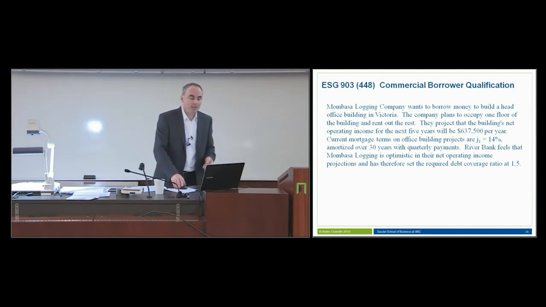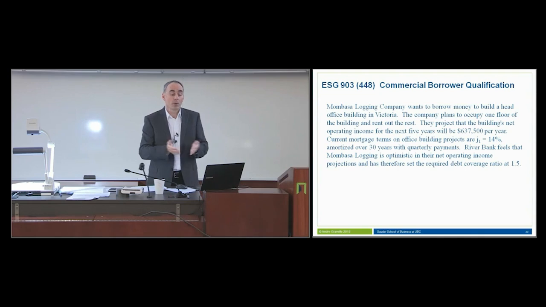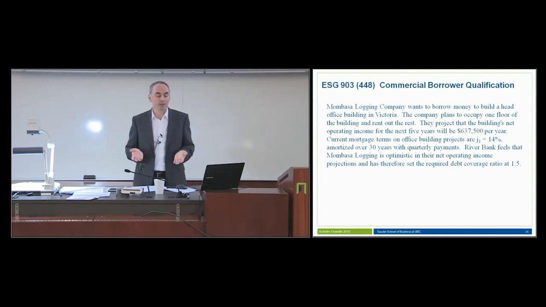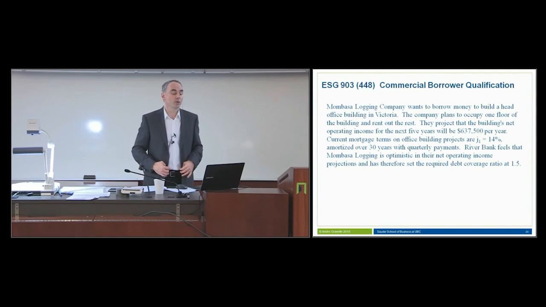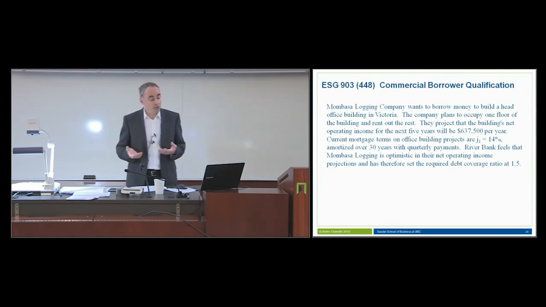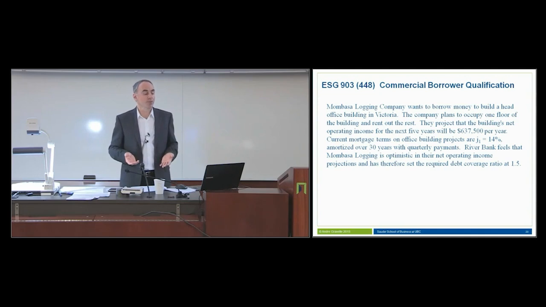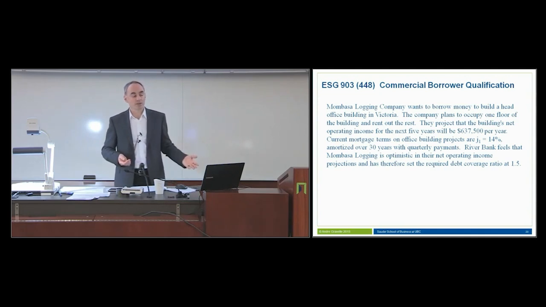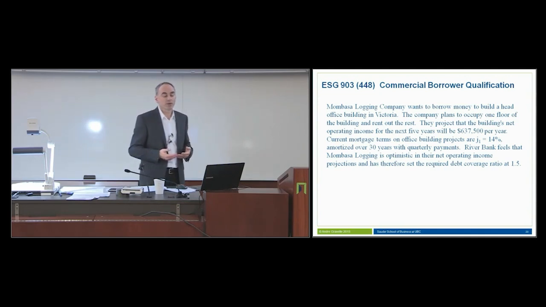This question says, the Mombasa Logging Company wants to borrow money to build a head office building in Victoria. The company plans to occupy one floor of the building and rent out the rest. They project that the building's net operating income for the next 5 years will be $637,500 per year.